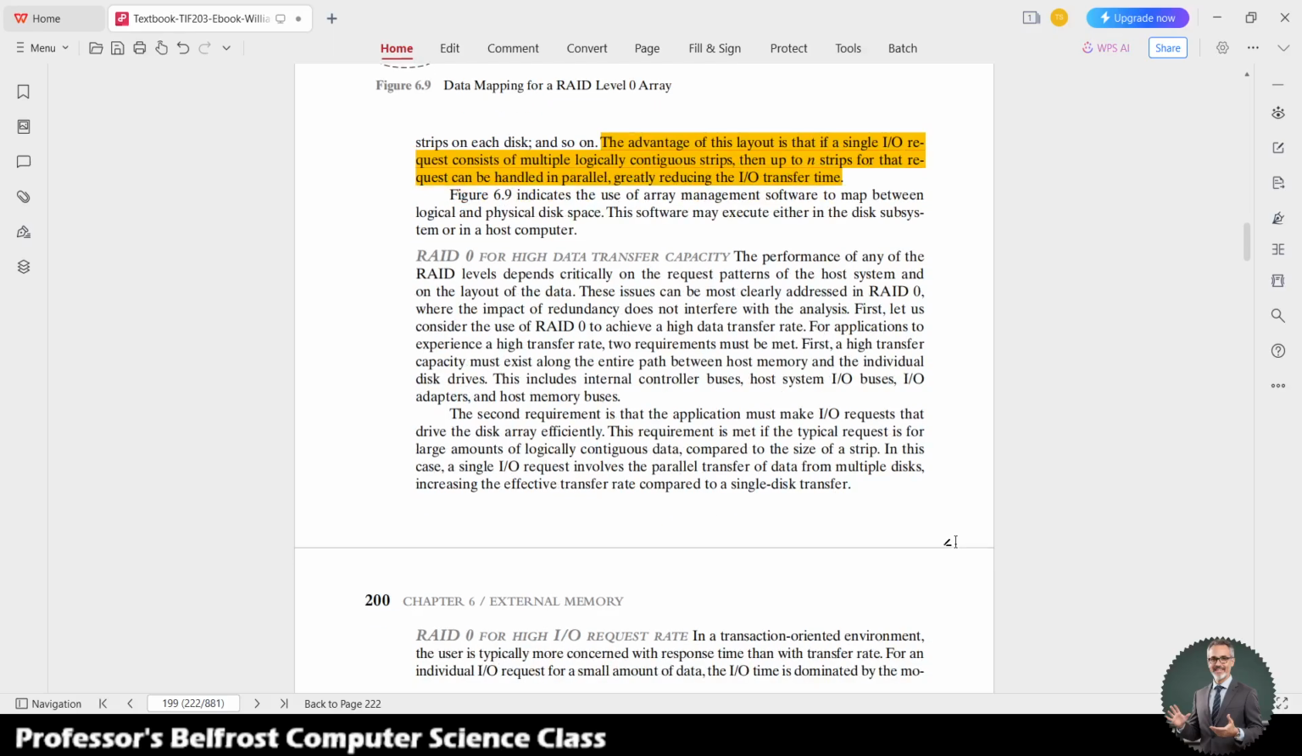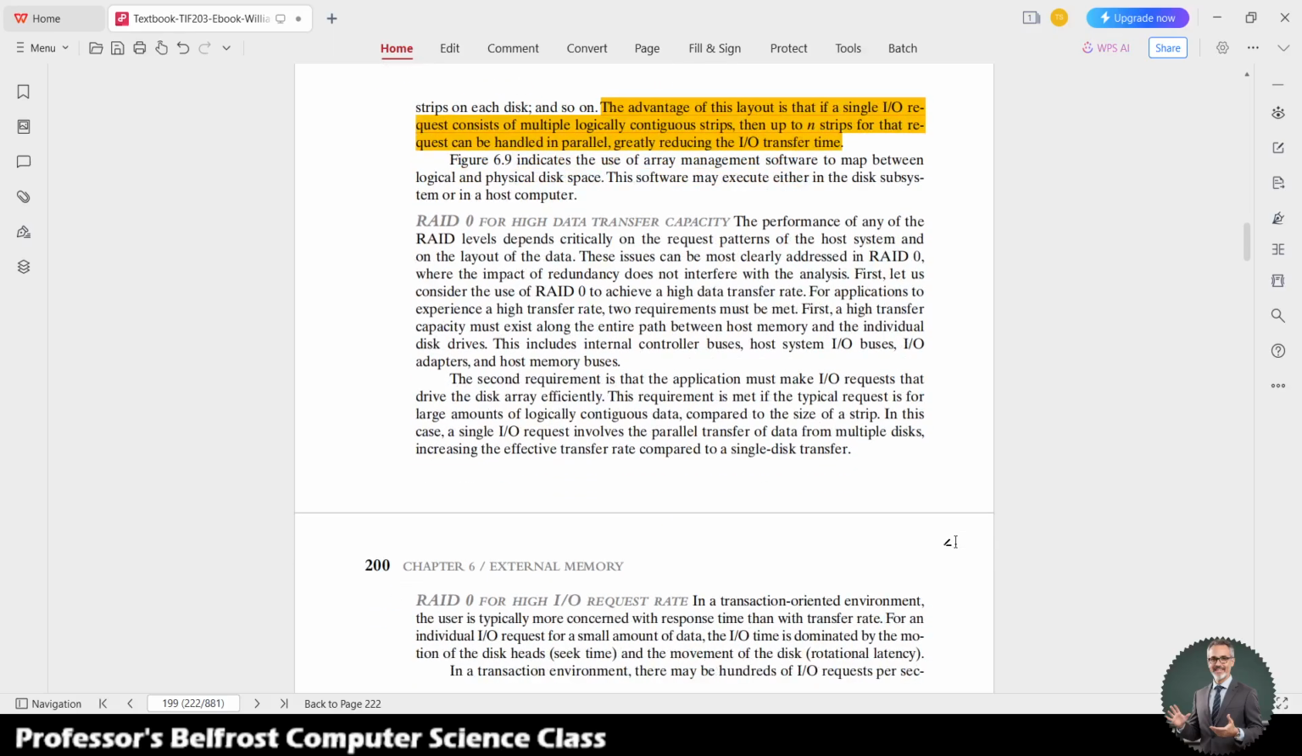RAID 0 can also be used for high data transfer capacity, because it depends critically on the request pattern of the host system and the layout of data. For an application to experience a high transfer rate, two requirements must be met. The first is that high transfer capacity must exist along the entire path between the host memory and the individual disk drive. The second requirement is that the application must make I/O requests that drive the disk array efficiently.